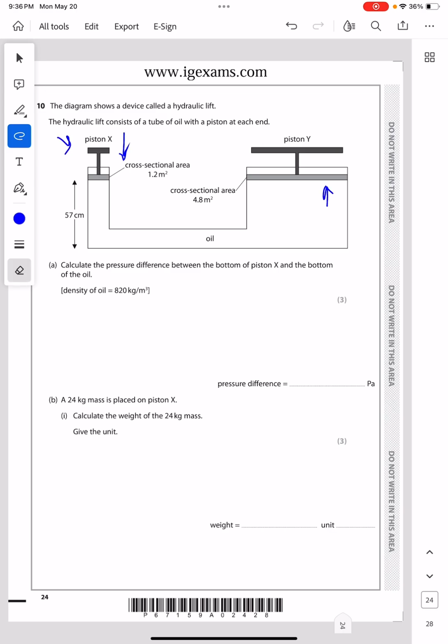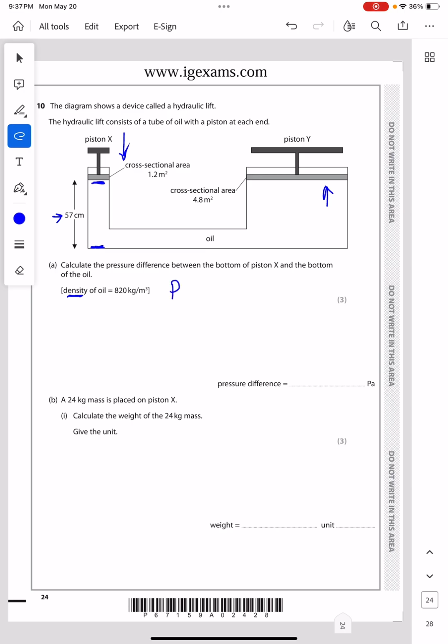So let's get rid of this and this. The first question is saying that they want us to calculate the difference in pressure from this point to this point, the bottom of piston X and the bottom of the oil. They're giving us the height difference, which means that we can use that. And we have the height difference only, and they also mentioned the density. These things can help you know which formula you're going to use.